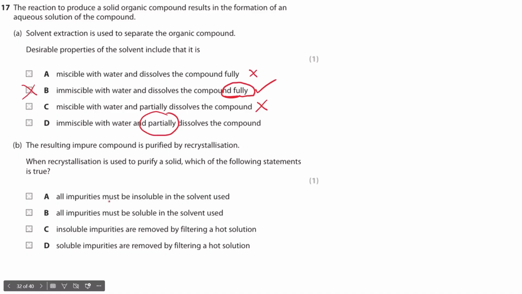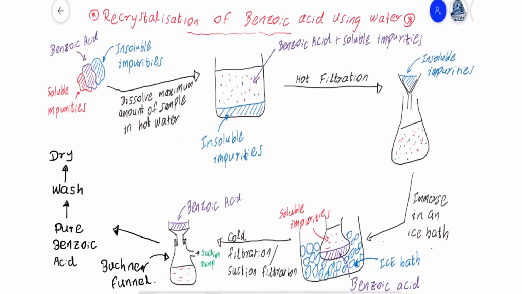Next question, question number 17 part B. The resulting impure compound is purified by recrystallization. We should know what recrystallization is. When recrystallization is used to purify a solid, which of the following statements is true? Before anything else, we should know what recrystallization is. So I'll discuss recrystallization of benzoic acid using water. Why do we use water for recrystallization of benzoic acid? This is the scenario. Now let's take this is benzoic acid.